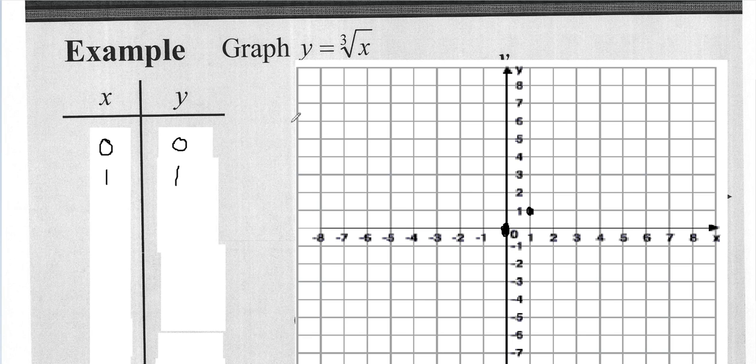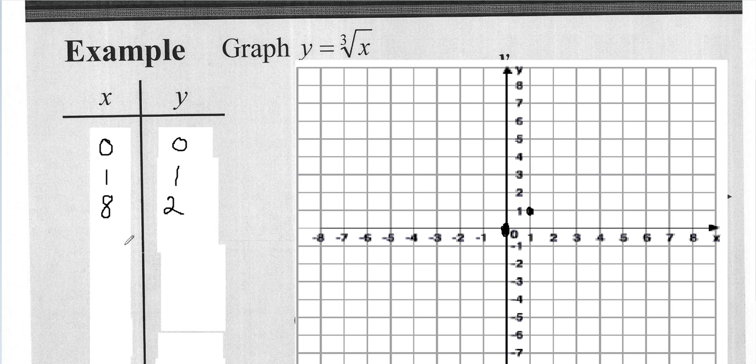And what else do I know here? I could say, how about when x is not 4 this time, because that was the square root. Now I've got to go all the way up to not 5, not 6, not 7, but 8. When x is 8, the cube root of 8 is 2. Cube root of 8 is 2, because 2 times 2 times 2 is 8.